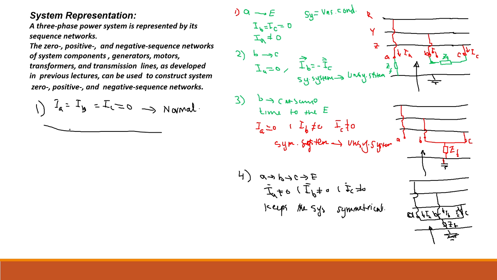We look at the system from the three terminals. If we see that the currents drawn from the system and directed to the earth are equal to 0, then we define this system as normal. If at least one terminal has a current, then the system is under fault conditions.